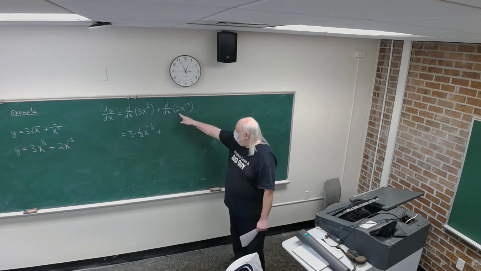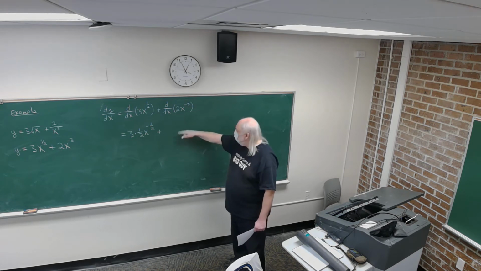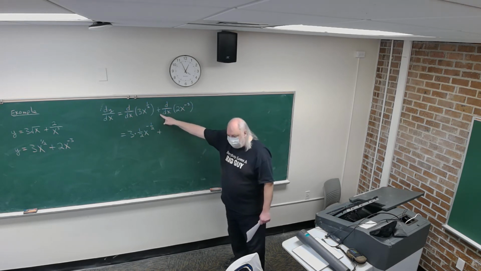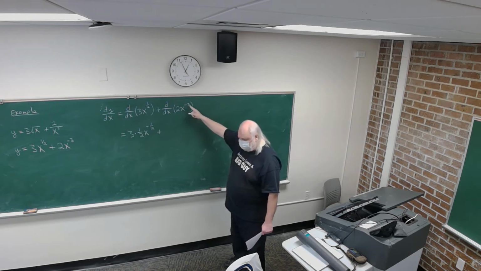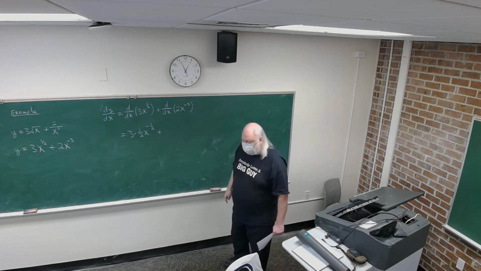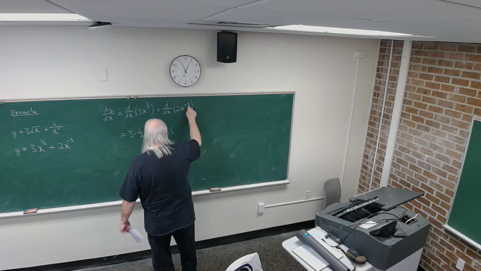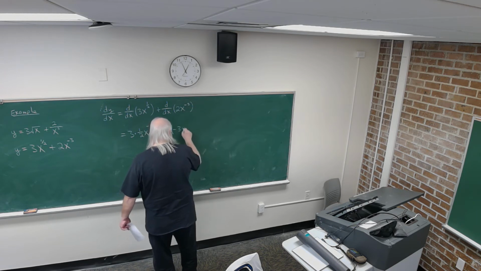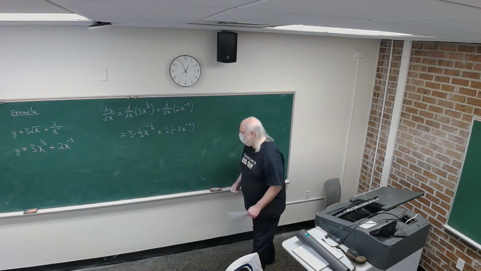And then finding the derivative of 2 times x to the minus 3 power with respect to x. Bring the 2 out front of the derivative, and just take the derivative with respect to x of x to the minus 3 using the power rule. So we have plus 2, and the derivative of x to the minus 3 power is minus 3 times x to the minus 4 power.